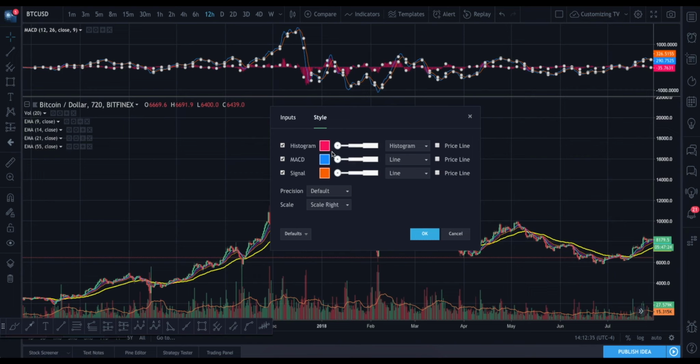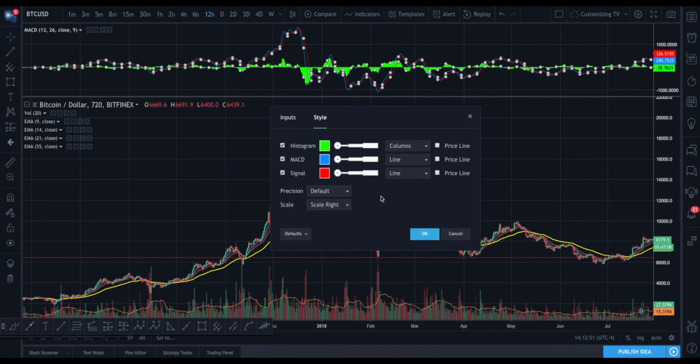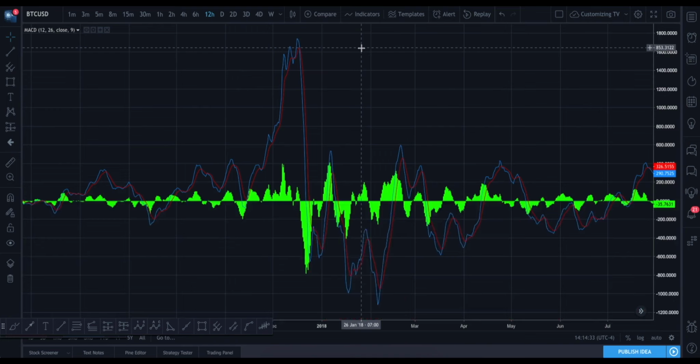So on histogram, I like to keep mine green, and I don't like to keep it as a histogram. I like to keep it as columns. As you're going to see next, columns are a lot more visible to see the small ticks in MACD. So this here, we'll keep it as blue, and signal, we turn to red. All right? That's all I do on MACD. When you double click here on MACD, it will expand to full screen. And I just want to tell you something before we proceed.